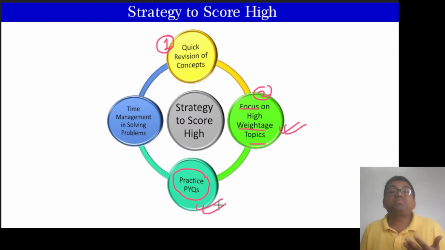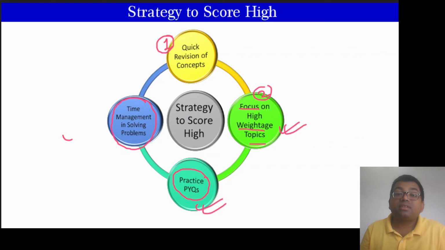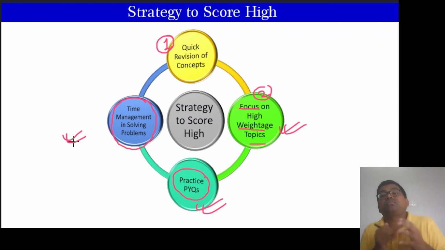Don't try to mug up, because mugging up will never help. When things change, you will face a problem. So it is better to clear the concept by quick revision and see the previous year problems and the high weightage topics.